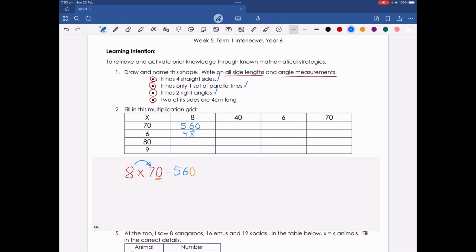40 times 70. Now, if we go back to thinking about this method again, we just need to do 40 times 70. And we know what 4 times 7 is, which is 28. And then we just add our zeros in. We've got 2 zeros here, so 2,800. Alright, going down to this one, 40 times 6.